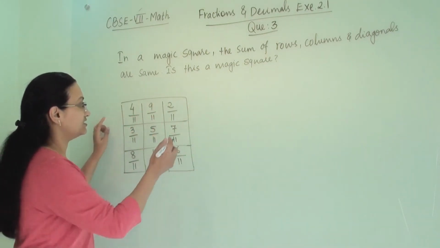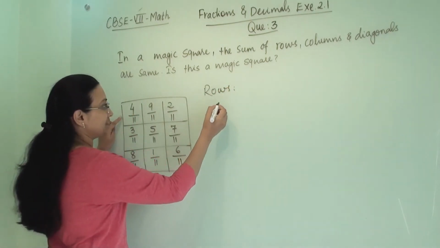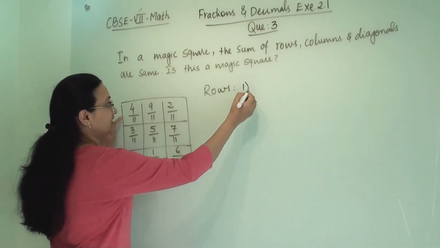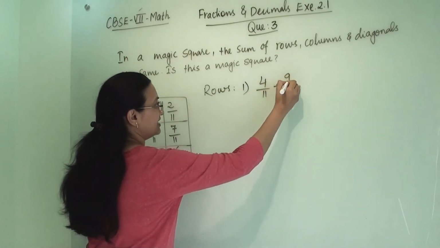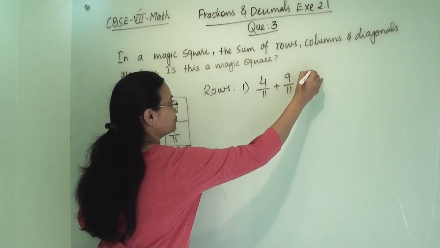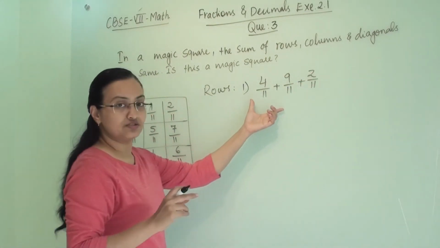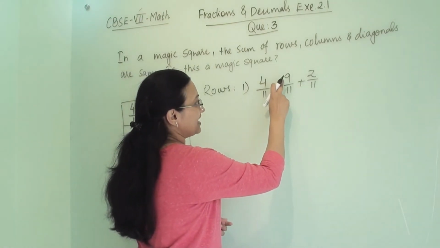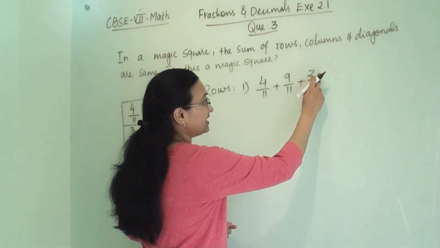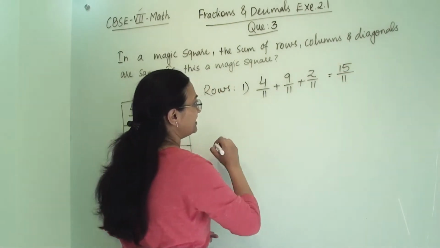If that is the same, then this square is termed a magic square. So let us check this for the rows. Let us take the first row, 4 by 11 plus 9 by 11 plus 2 by 11. Now here all are like fractions, so it is easy to add them. 4 plus 9 is 13, plus 2, 15. So it is 15 by 11.